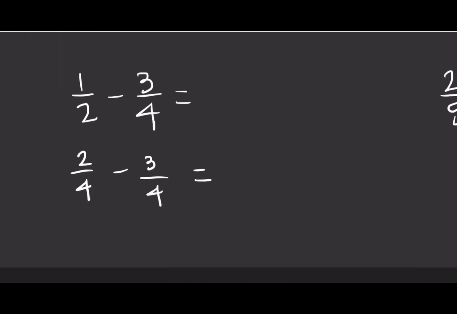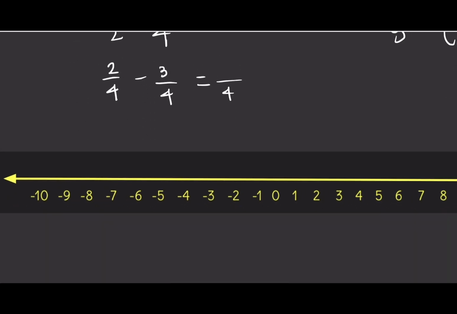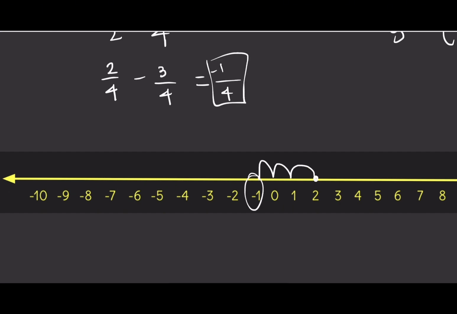So for this first fraction, I just found the common denominator. 1/2 is equivalent to 2/4. Now, we always put the denominator right down right away. So now we're just doing 2 minus 3. So you go over to your number line, you start at 2, and then you take away 3. 1, 2, 3. And there's the answer.